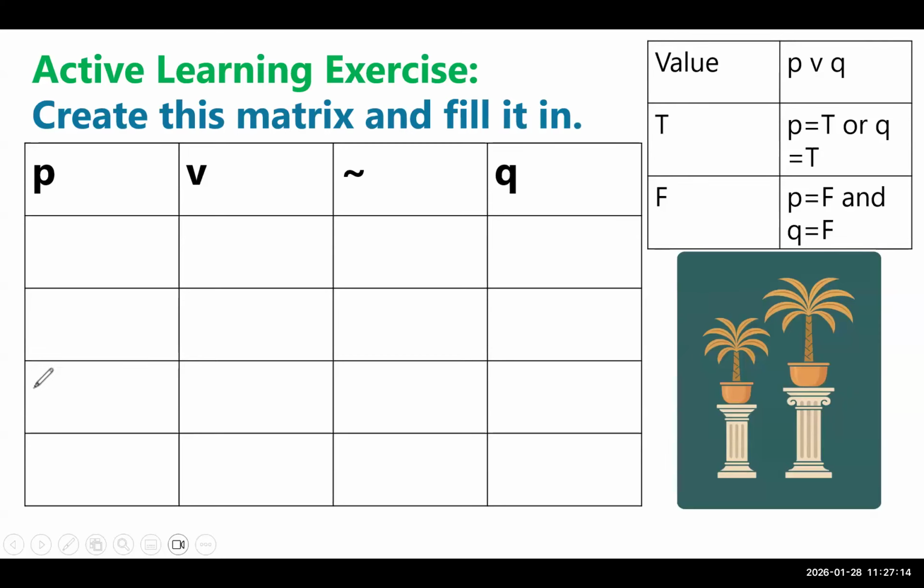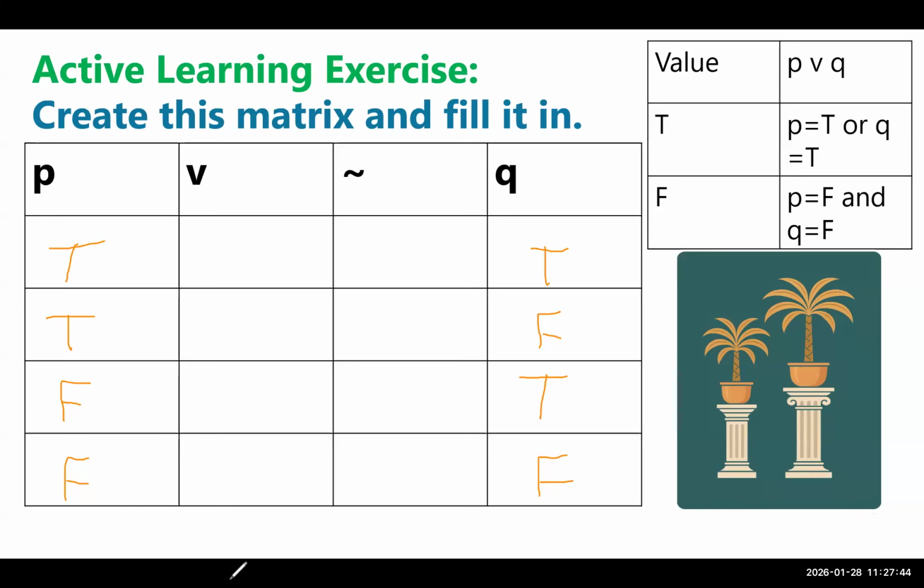So here we're going to do this two variable one together. So again, we're going to start with filling in the possible values. Here I like to start by going top half true, bottom half false, and then dividing in half. So Q will go true, false, true, false.